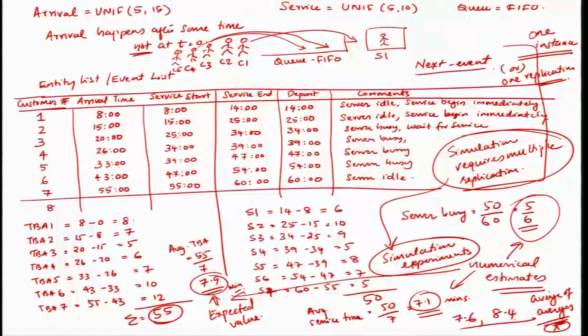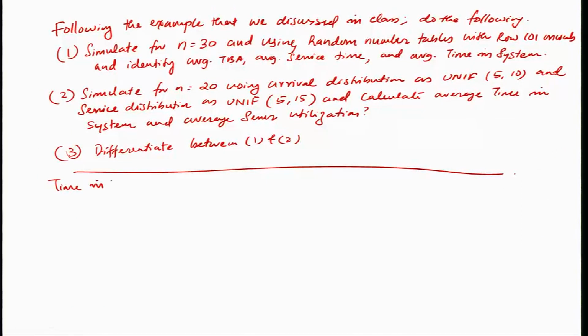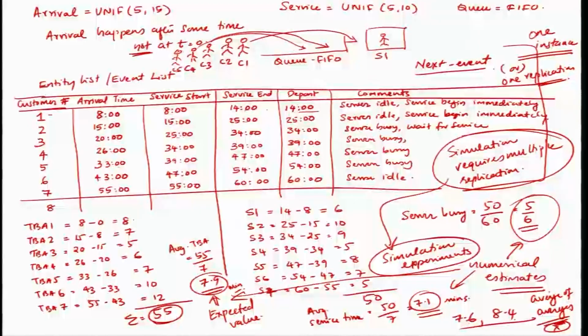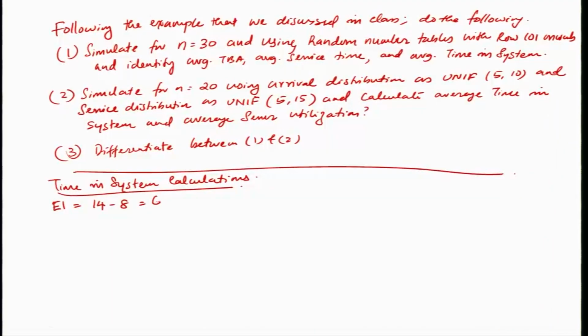This literally means the time that an entity spends in the system from when it arrives. The first entity departs the system at 14 and arrives at 8. How are we calculating the time in the system? For entity 1, E1, the time in system is 14 minus 8. It left at 14, it arrived at 8, so that is 6.